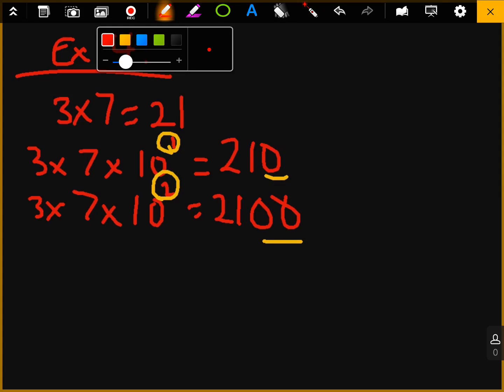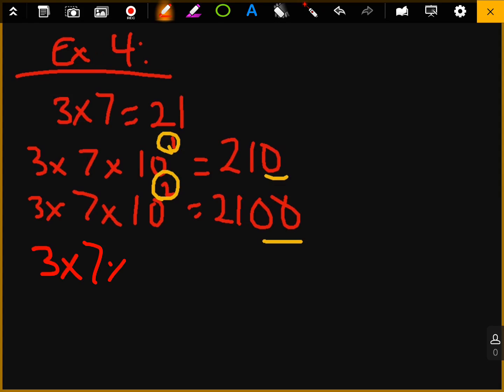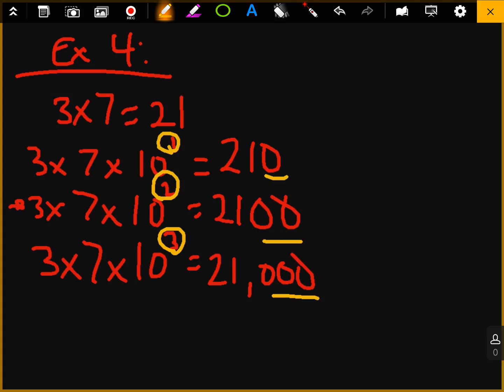Now, 3 times 7 times 10 to the third power, which is the same as 3 times 7 times 1,000, just like this second one right here was the same as 3 times 7 times 100. Take a second and figure that out. What's 3 times 7 times 10 to the third power? Well, it's going to be 21,000, because we have to add the 3 zeros. And that's example number 4.